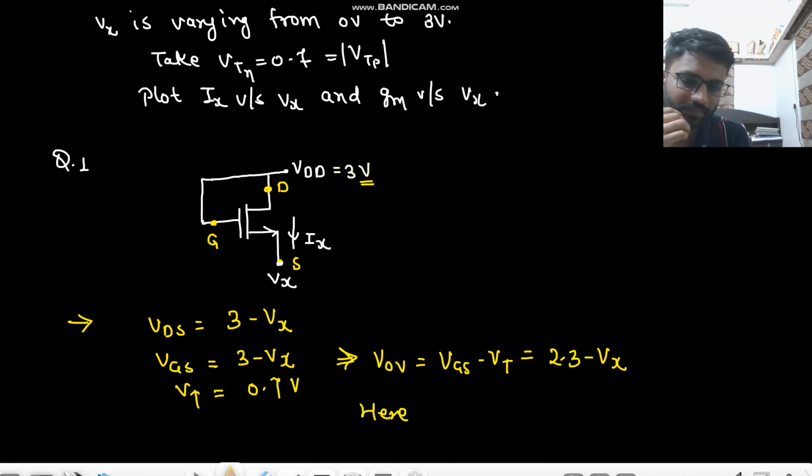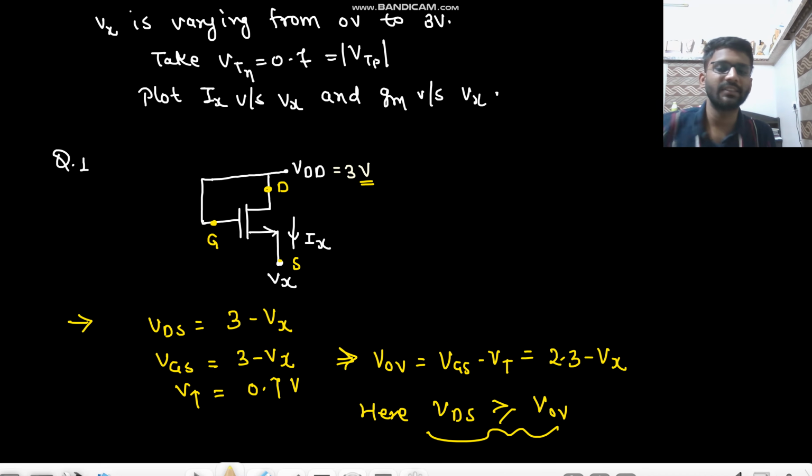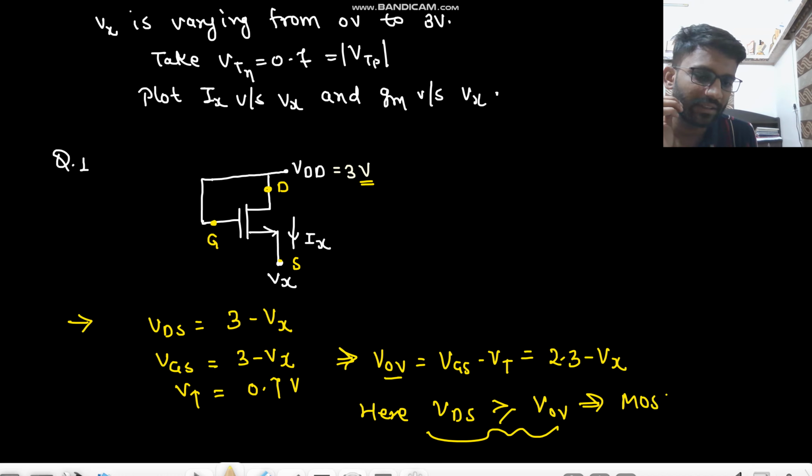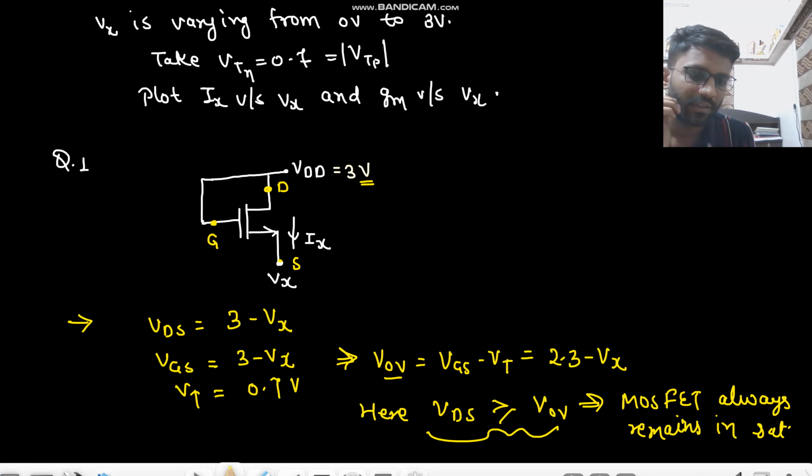Here your VDS is always greater than V overdrive, right? Here your VDS is 3 minus Vx, and your V overdrive is 2.3 minus Vx. VDS will always be greater than V overdrive, right? So that means the MOSFET always remains in saturation, right? So what will be the current equation?